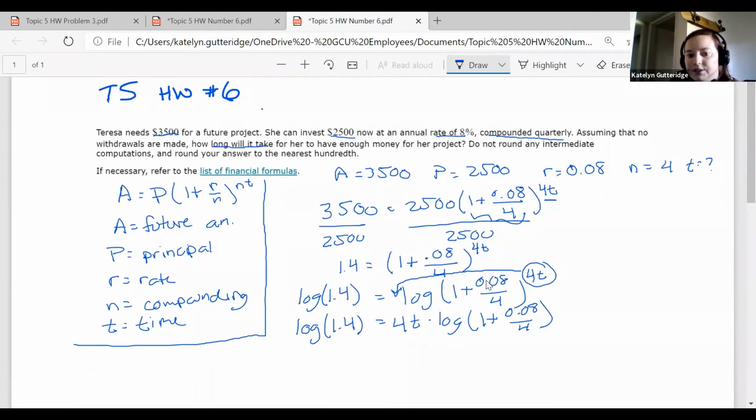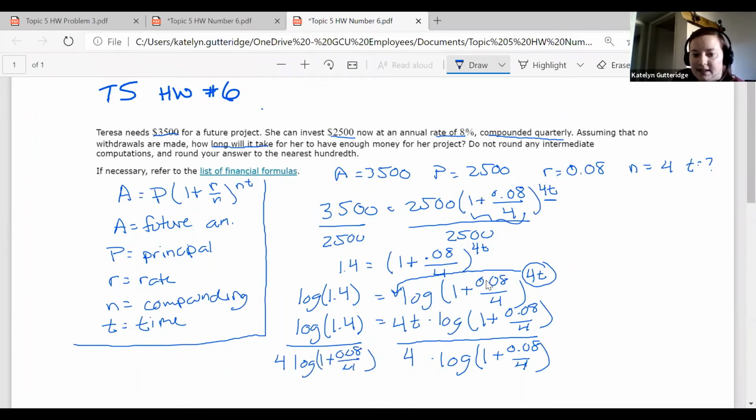Okay, so this t, I need to get by itself. The 4 and the log are being multiplied by the t. So what I want to do is divide each side by that 4 and then divide each side by that entire logarithm. So I'd have 4 times log of 1 plus 0.08 over 4. I'm dividing this whole entire thing to the other side. When you're doing this, you want to take everything except for that t and divide it to the other side.